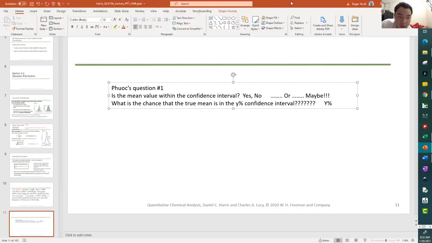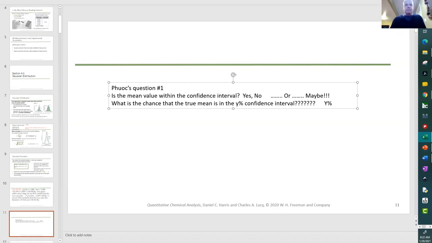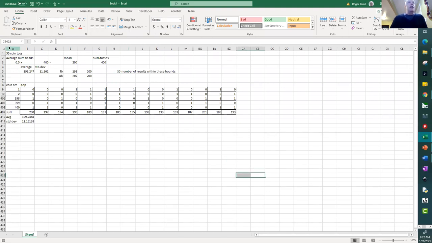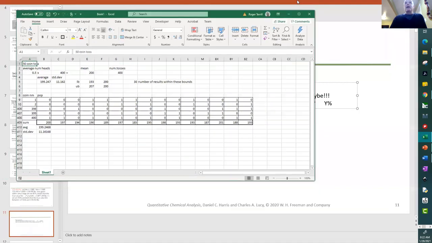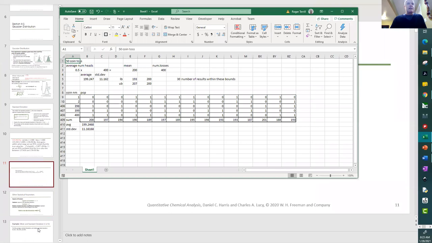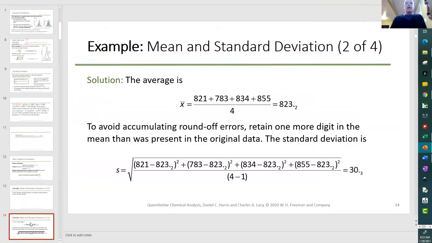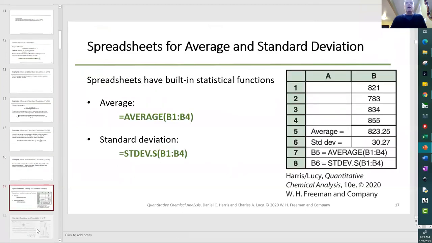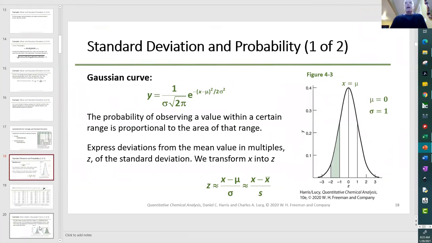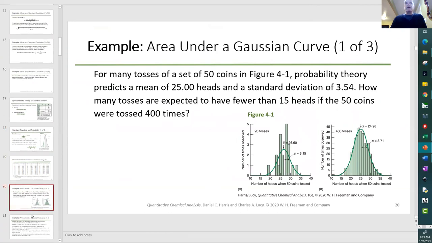Let me change gears here a little bit, to a weird thing that I did recently. I looked through the notes and it said to estimate, for many tosses of a set of 50 coins, probability theory predicts a mean of 25 heads and a standard deviation of 3.54. Okay, so probability theory estimated a standard deviation of 3.54.